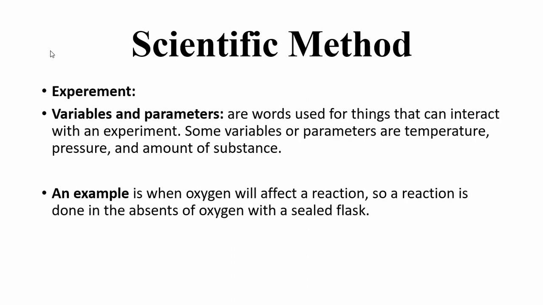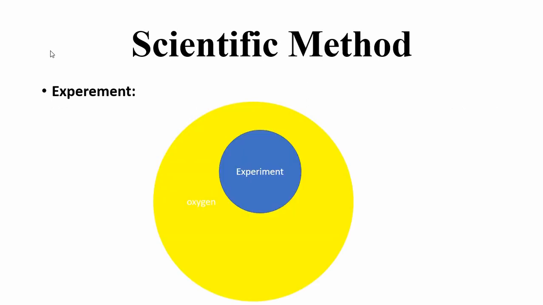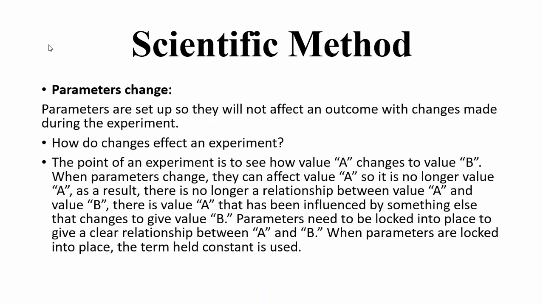Some parameters and variables could be temperature, pressure, or the amount of substance. To give you an example, some reactions are affected by the presence of oxygen, so they are done in the absence of oxygen. These are conditional parameters outside of what is being measured that could change the outcome. As you can see here, the experiment is in the blue dot and the oxygen would be the yellow dot. What we would do is isolate the experiment so the oxygen couldn't interact with the reaction or what is being observed or measured. Parameters are set up so they will not change and interact with the experimental outcome.